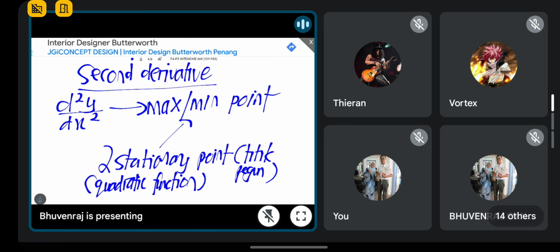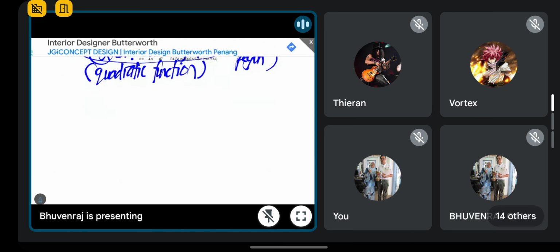Maksudnya kamu akan ada dua nilai y juga. You will have two separate y values. So this is why you have two stationary points. Okay? So this is the concept. So from these two points, satu akan jadi maximum, satu akan jadi minimum. One of it will be the max point, one of it will be the min point.